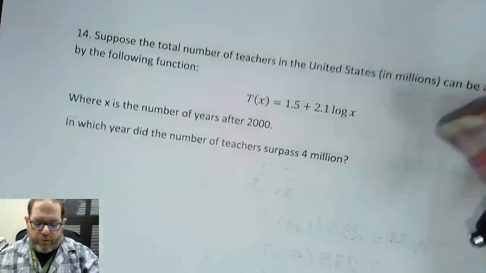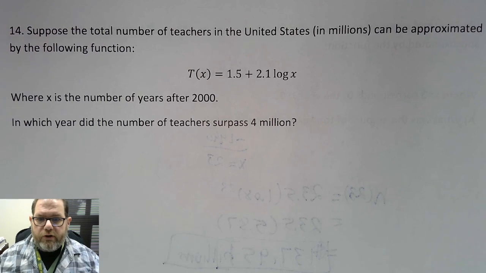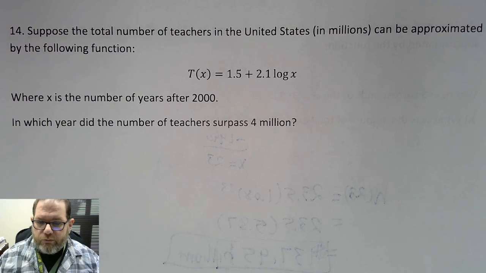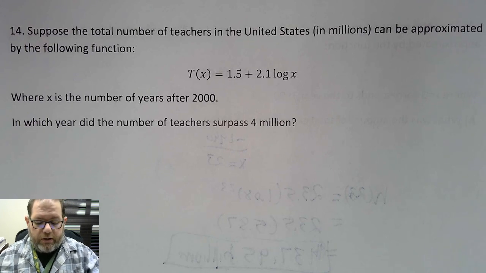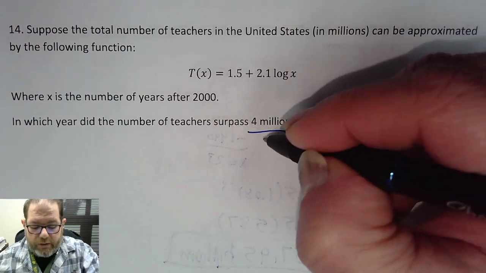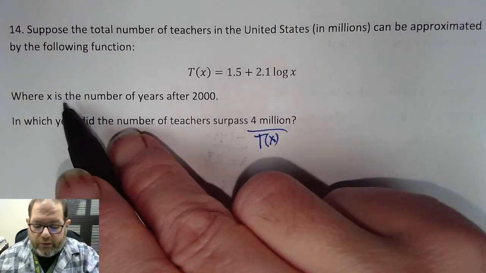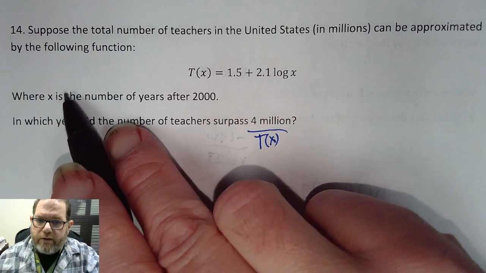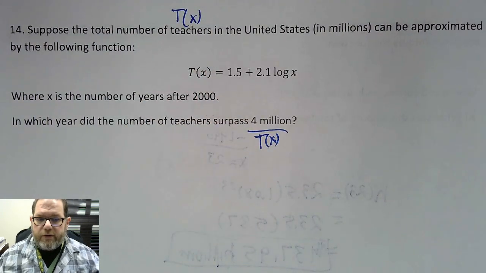All right. Problem 14. Suppose the number of teachers can be approximated by this formula. T of x equals 1.5 plus 2.1 log x, where x is the number of years after 2000. In which year did the number of teachers surpass 4 million? Now, this is similar to 13b in that 4 million, the number of teachers, this is T of x. Because x reflects the number of years that have passed, and the number of teachers, that's what T of x represents in this case.